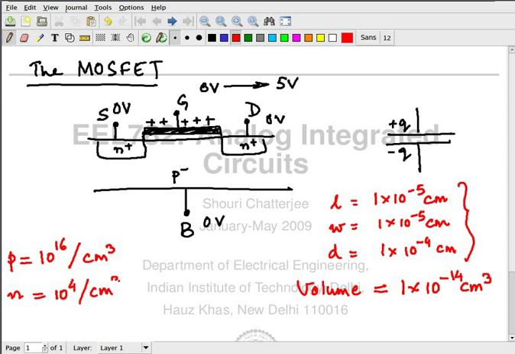So how many electrons are there? Are there any electrons? No. There are no minority carriers anywhere. Let's be clear. Don't talk about minority carriers. Okay? So there are no electrons here. There are only holes.